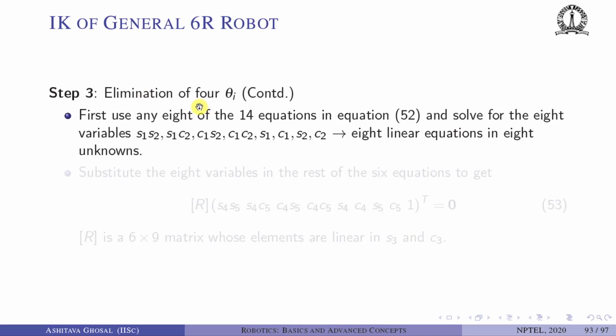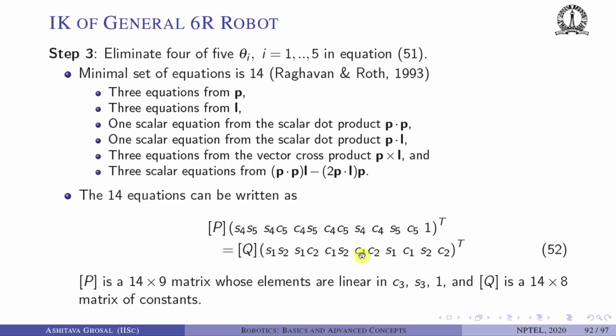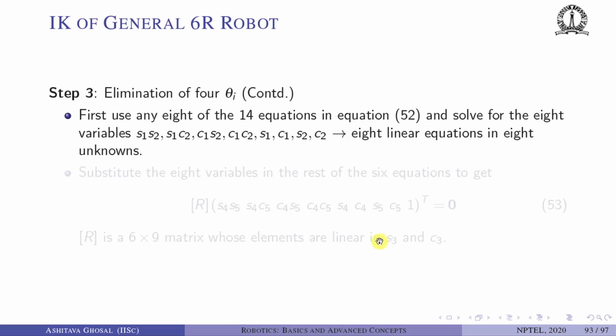And how do we do it? First, use any 8 of the 14 equations in equation 52 previously. From these equations, we use any 8 of the 14 and solve for the 8 variables, quote unquote independent: S1 S2, S1 C2, C1 S2, C1 C2, S1, C1, S2, C2. Okay, so these are 8 linear equations in 8 unknowns. We can always solve for them.